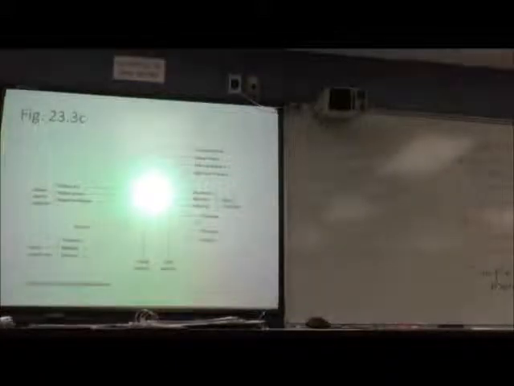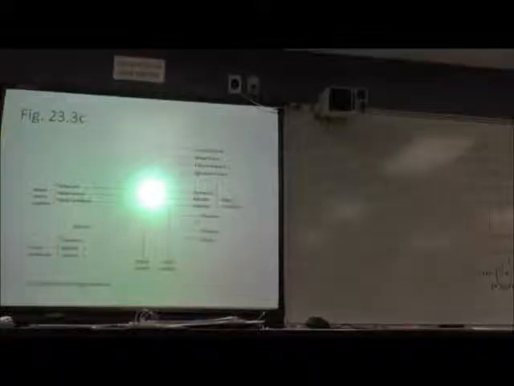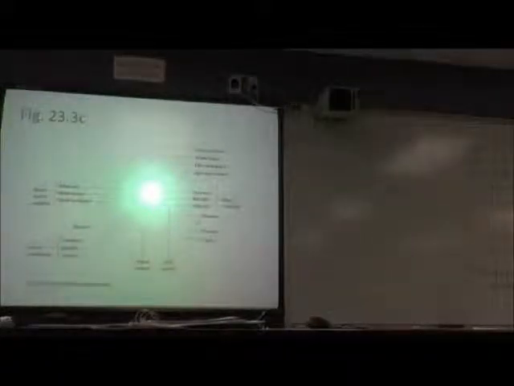So for the nasal cavity, it's going to do a couple things. The functions are that it's going to warm and humidify air, and it's going to create turbulence so that any inhaled debris can be caught in mucus. So create turbulence to trap inhaled debris in mucus.